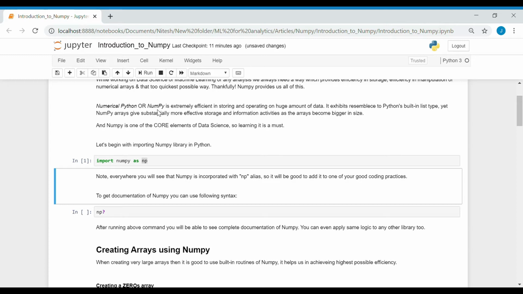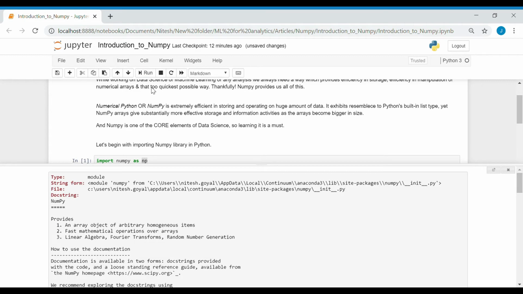Now np is an alias we have created, with the help of which we will be calling all the different functions of NumPy. Or I can say, for accessing all the inbuilt functions of NumPy, we create the alias np here. And if you want to go through the documentation of NumPy, you can simply write np and after that a question mark. It will display the complete documentation of that particular library. In our case, it is NumPy.